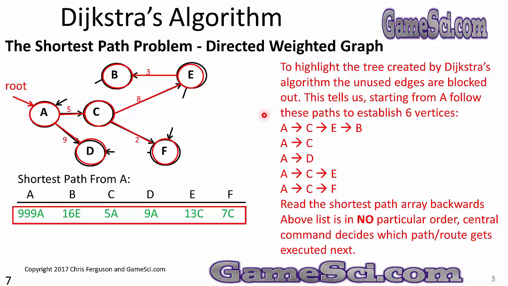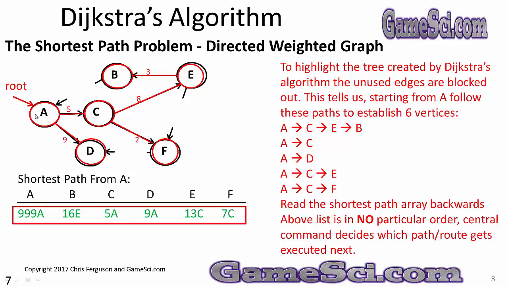This tells us, starting from A, follow these paths to establish the 6 vertices. To establish B, we started in A, we went to C, we went to E, and then we went to B. To get to C, we started in A and went directly to C. To get to D, we started in A and went directly to D.